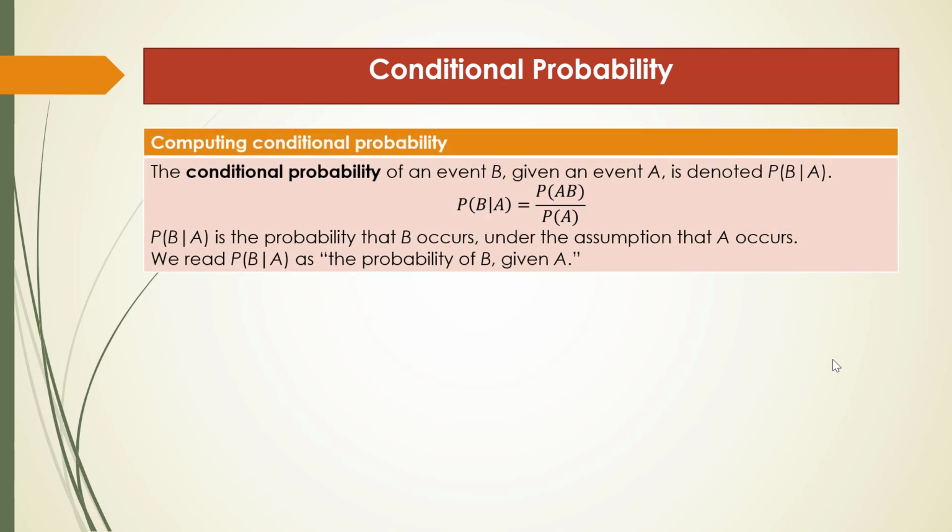So now we learn how to compute a conditional probability. The conditional probability of an event B given an event A is denoted by P of B given A, and it is computed as the probability that both events A and B occur over the probability that event A occurs. So P of B given A is the probability that B occurs under the assumption that A occurs.